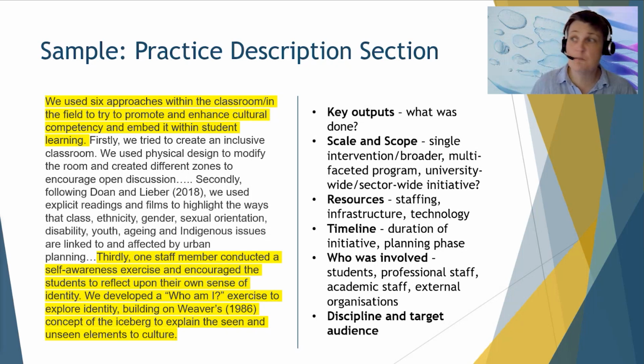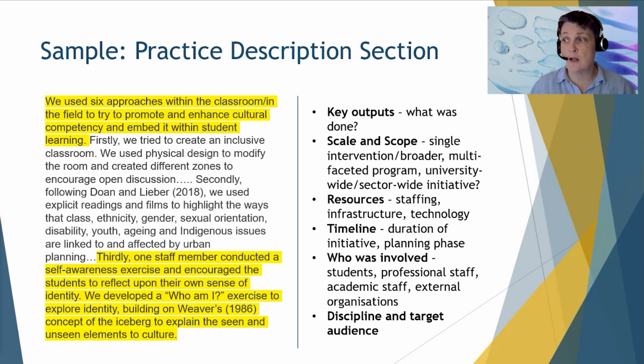So some of the key things to pull out when you're describing your practice initiative is you want to pull out the key outputs, which are what did you deliver on, what did you do. In this section, you want to also, if you can, try to talk about the scale and scope of the initiative. Was this within a single classroom? Was this across multiple classrooms? Did you deliver it to a small cohort, a large cohort? How did you make decisions around your cohort?